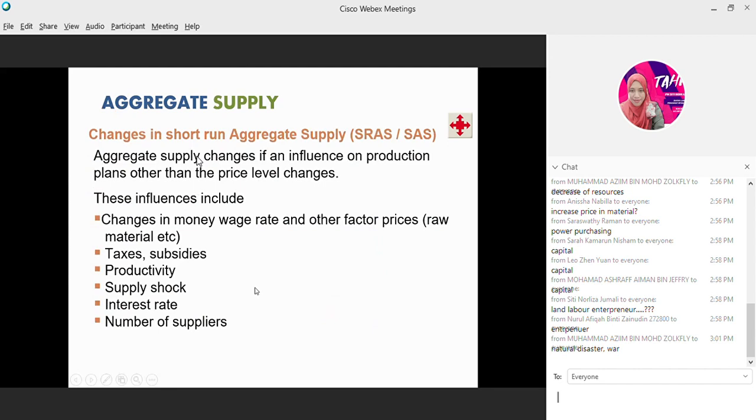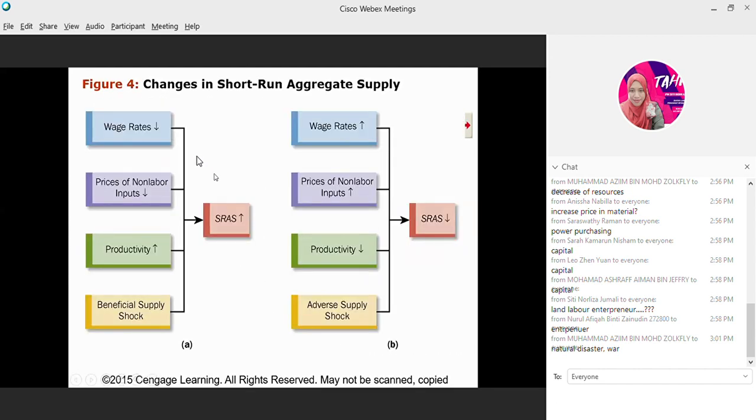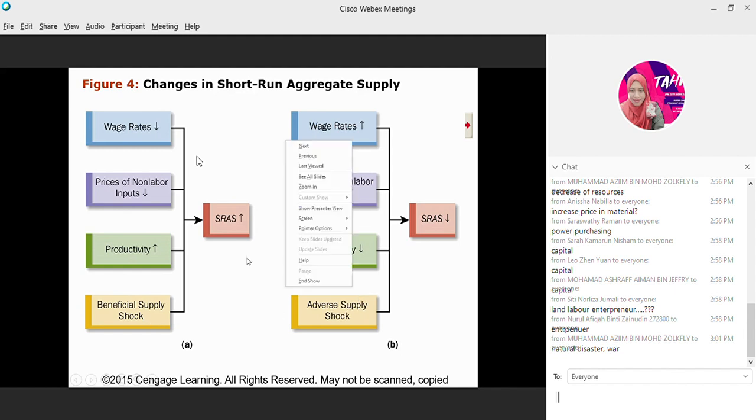So these are all the factors. You can read by yourself. I'm not going to explain this one, but it is very easy, similar to the supply when we learned microeconomics previously. Let me explain this. The wage rate is decreased. This is the price of non-labor inputs. This is productivity, and this is the positive supply shock. This is negative supply shock. This is positive supply shock. So let me show you.